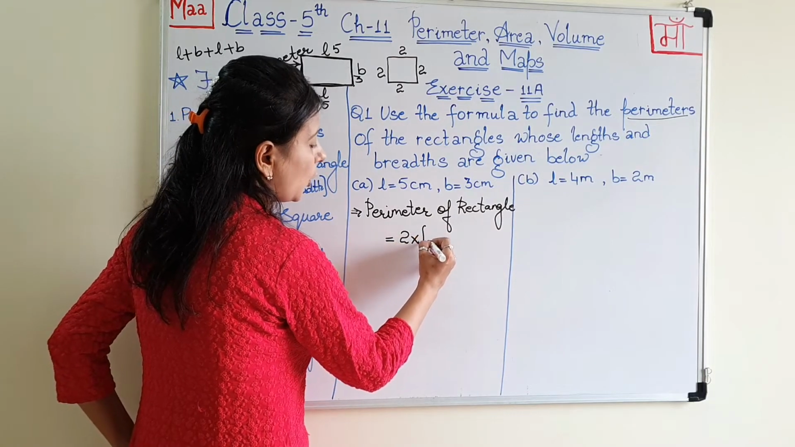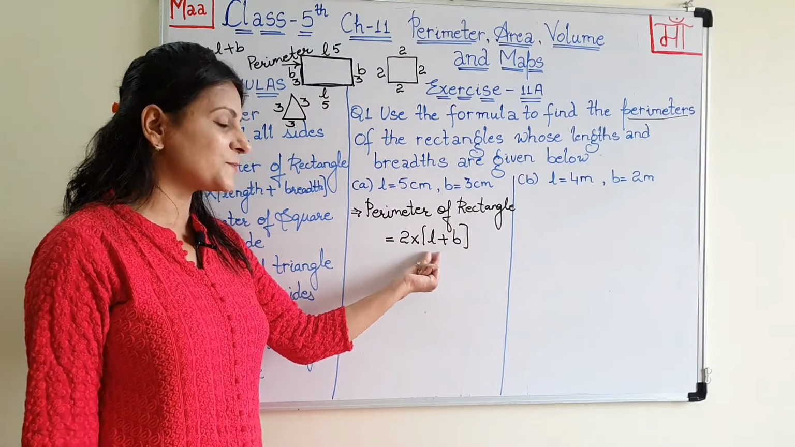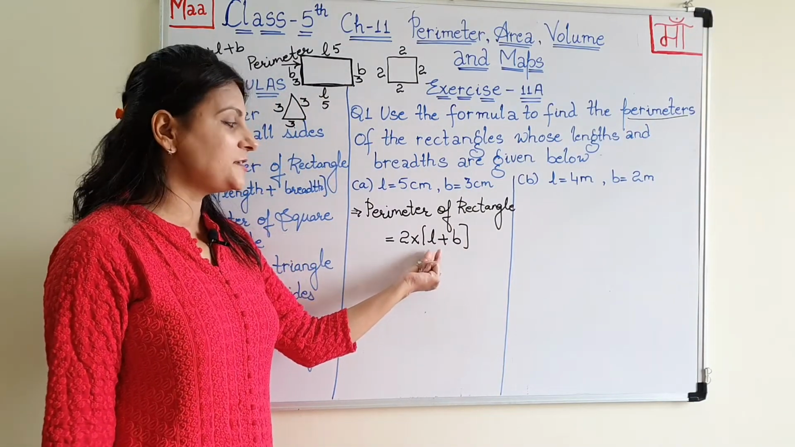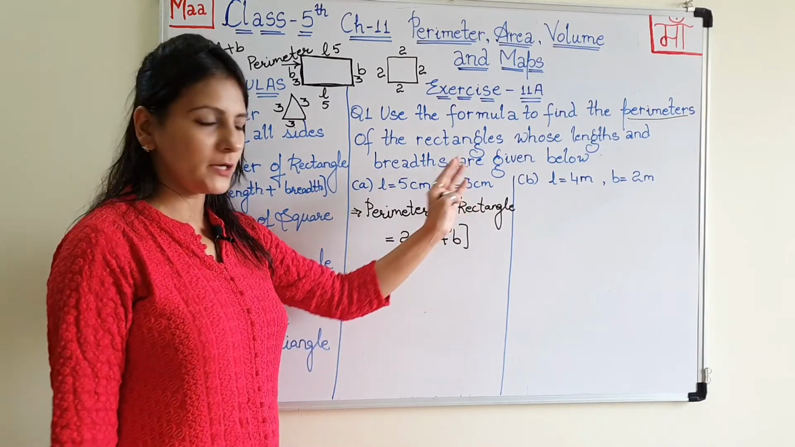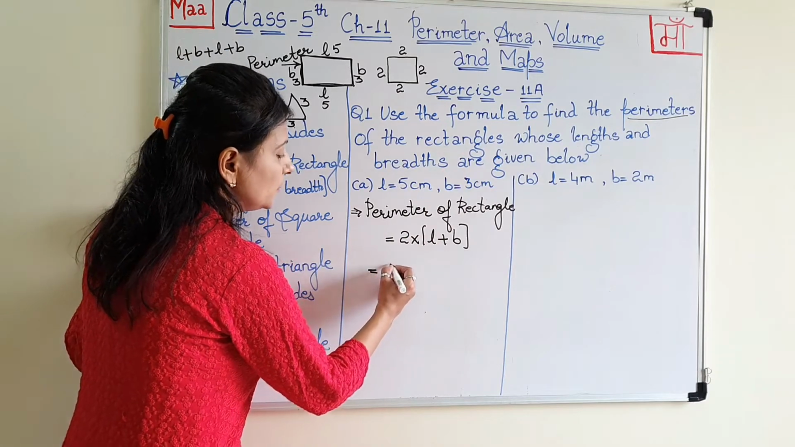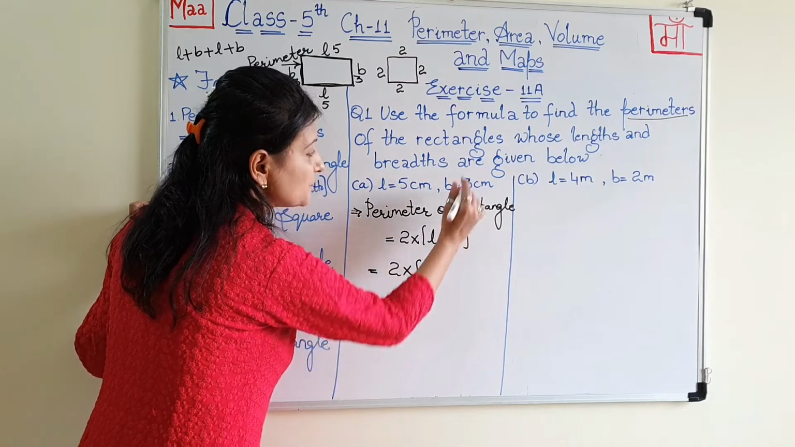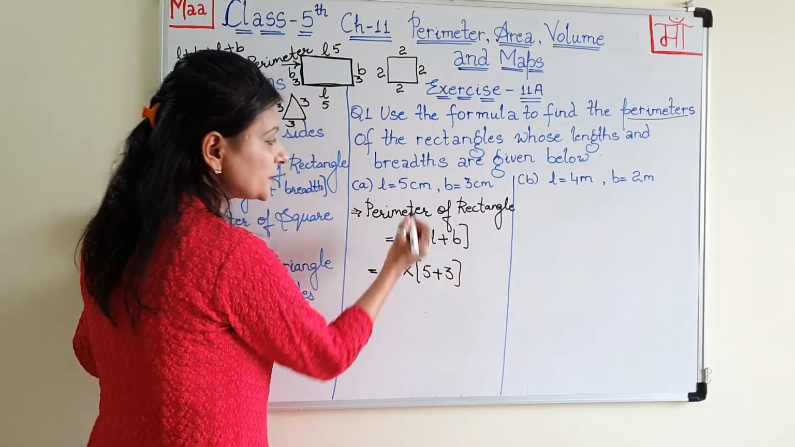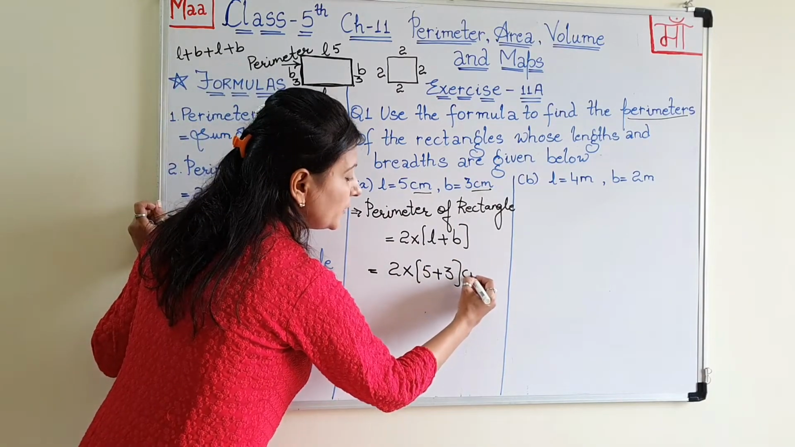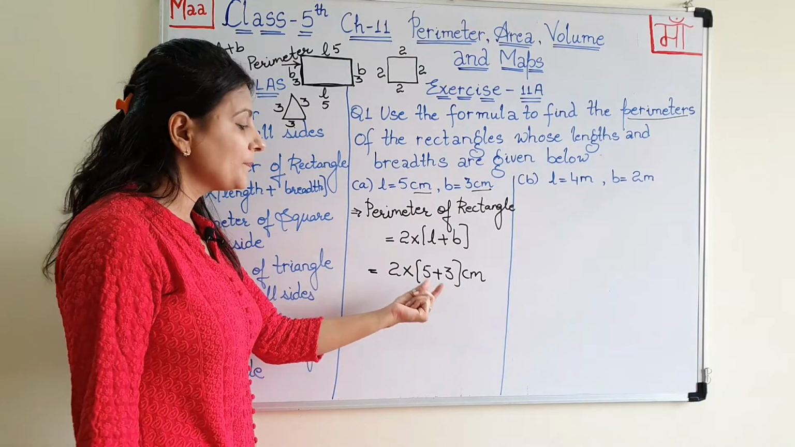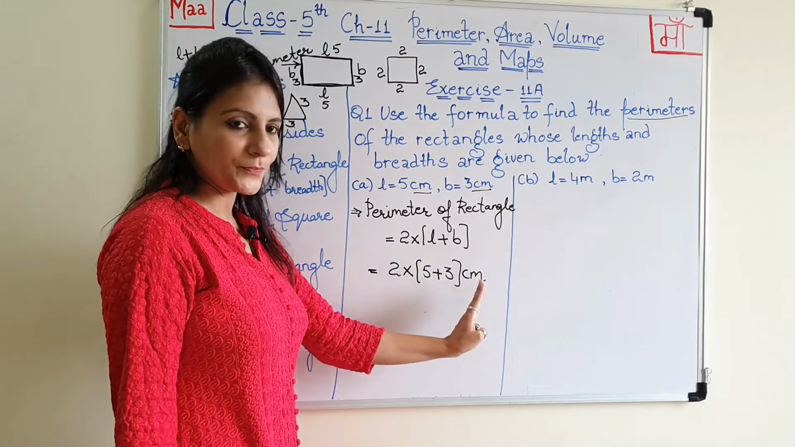See, in all the parts you can write the formula in short form. Instead of writing the complete spelling of length and breadth, you can write L plus B. 2 into L plus B. And what is L? What is B? It is already given in the question. So length is given 5. So you will write 5 plus breadth is given 3. And instead of writing this centimeter 2 times with the number, we will write it only one time outside the bracket. आप दो बार अलग अलग सेंटीमीटर ना लिख के ब्रैकेट के बाहर एक बार सेंटीमीटर नोट डाउन कर दीजिए.